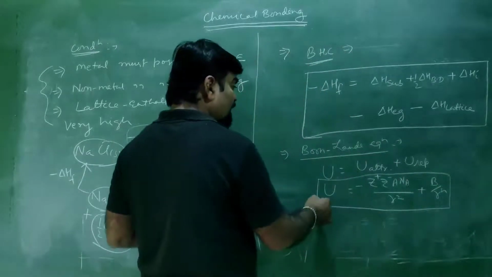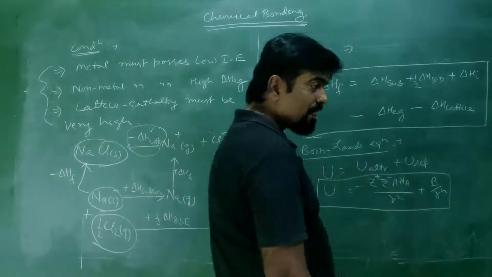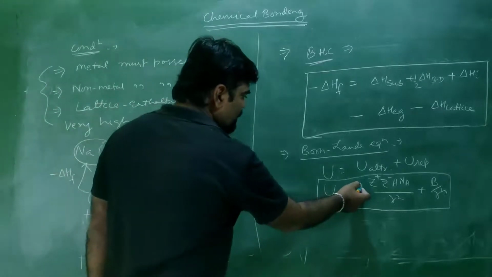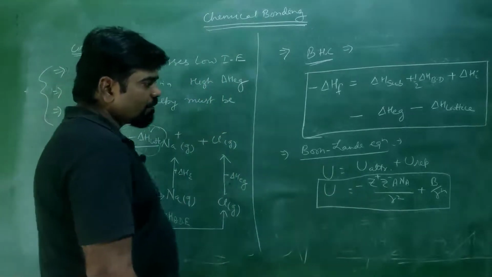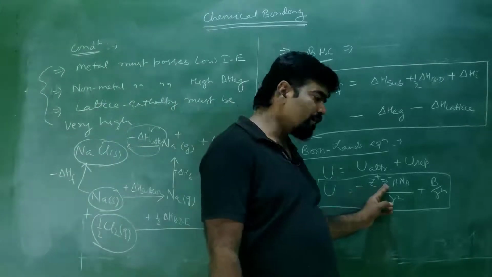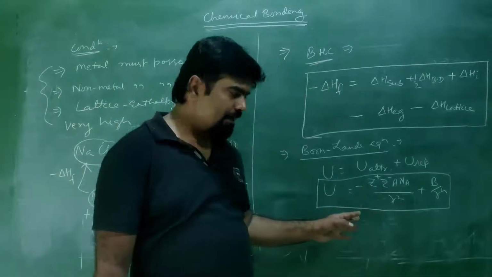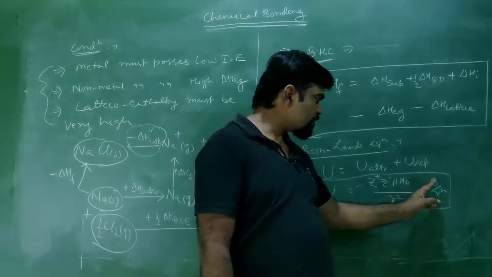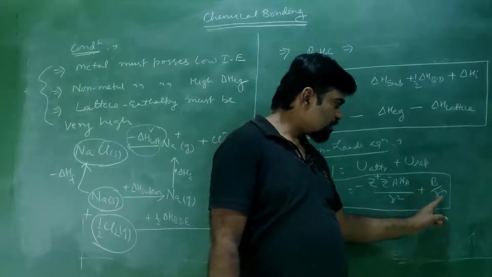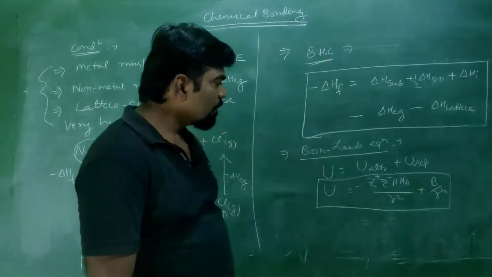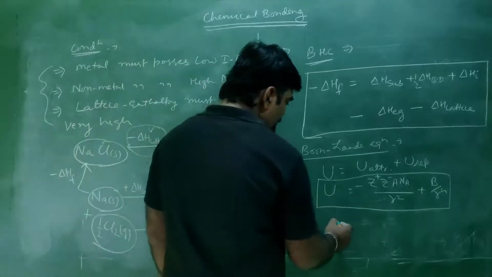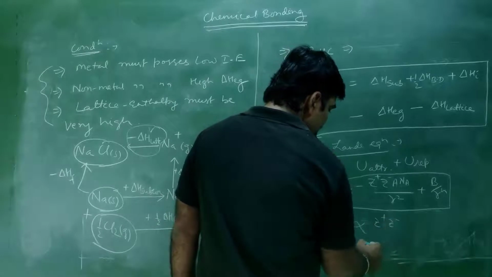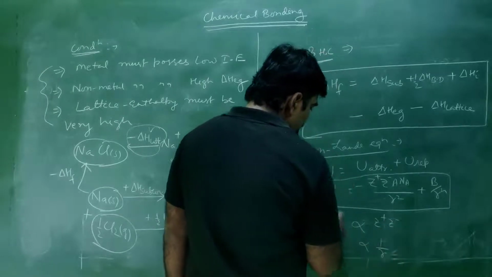Since there is attraction as well as repulsion, but the net is attraction, therefore the net energy value must be negative. Where Z plus and Z minus are the charges on cation and anion, R is the ionic distance or ionic radius, A is a constant known as the Madelung constant, B is a constant which is the repulsion coefficient, and n is the Born exponent. So from this relation, U is proportional to Z plus and Z minus, while inversely proportional to radius.